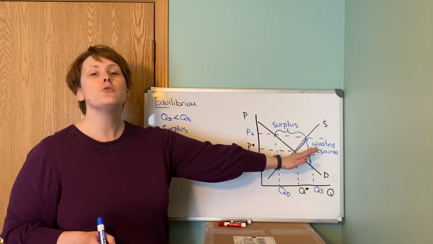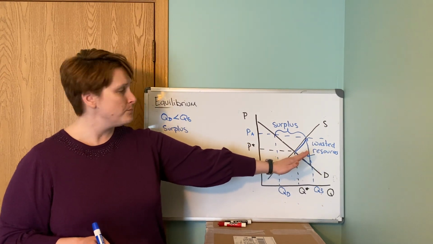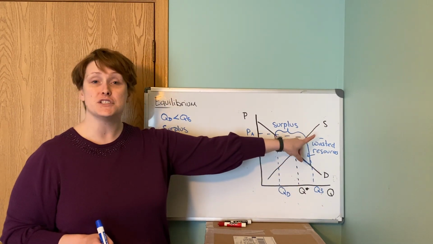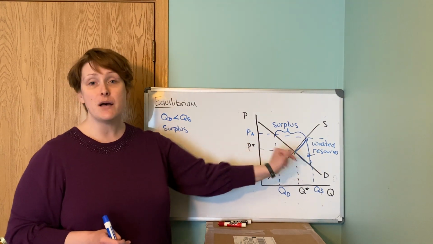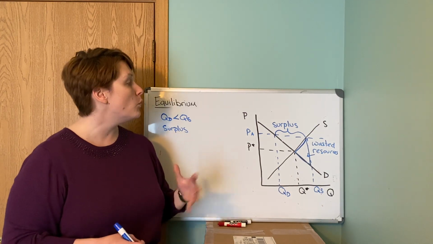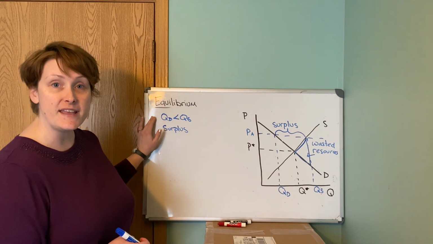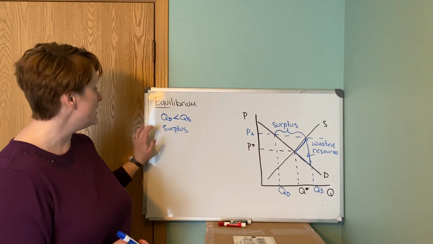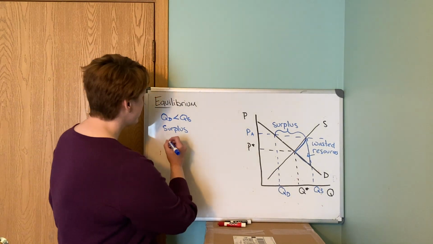Now, when we're on the right-hand side of this market equilibrium, anytime we have our supply curve above our demand curve, these are not beneficial trades. This is going to lead to a loss. So when we're outside of equilibrium here, we have our quantity demanded less than our quantity supplied, which leads to a surplus, which causes wasted resources.